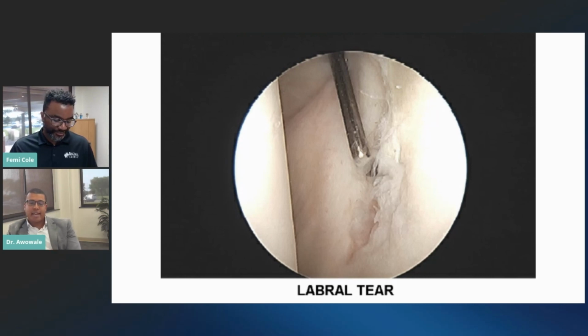After that occurs, you head back to the operating room and the anesthesiologist will put you asleep. Once you're asleep, I'm able to actually assess your shoulder when you're completely relaxed.